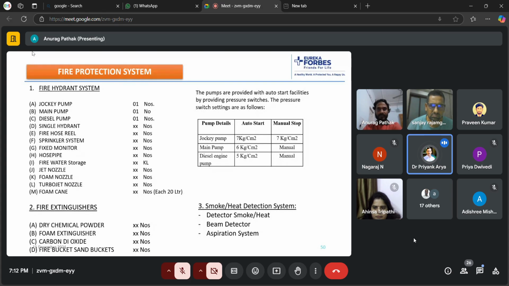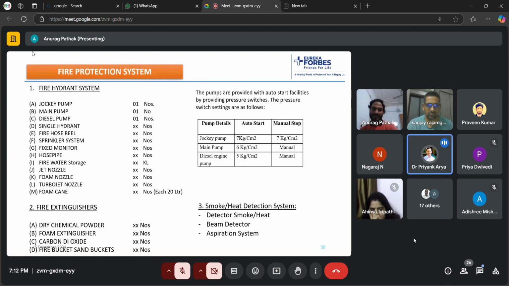Any other I missed, Anurag? Yes, sir, I have a doubt. Yeah, sir, continue. Before going to the fire protection system, we have to calculate the fire load, right, sir? Based on that, we will categorize light hazard industries or medium hazard industries. Then we will go through these fire protection systems.